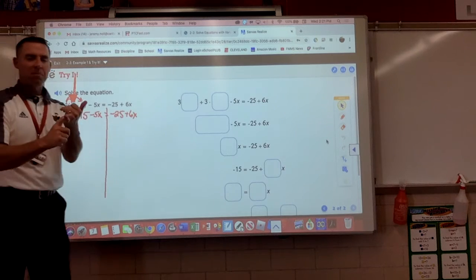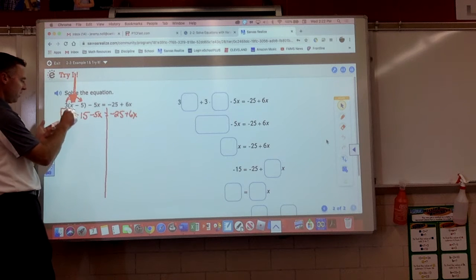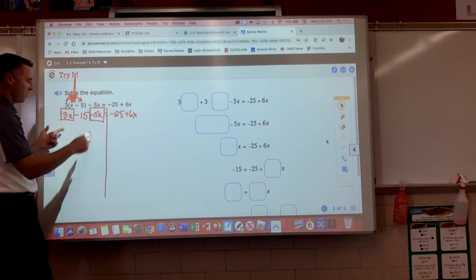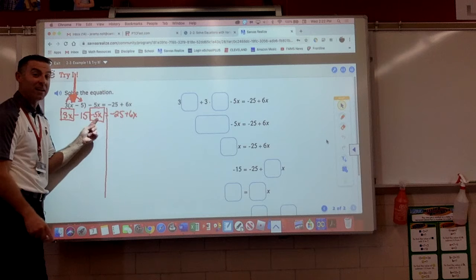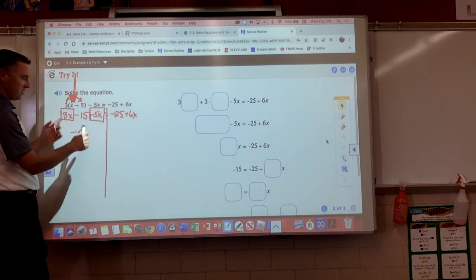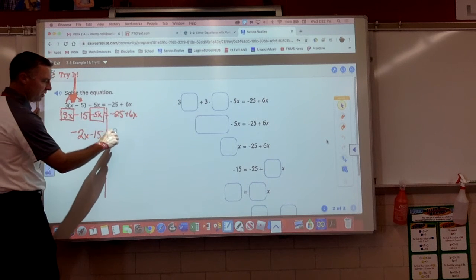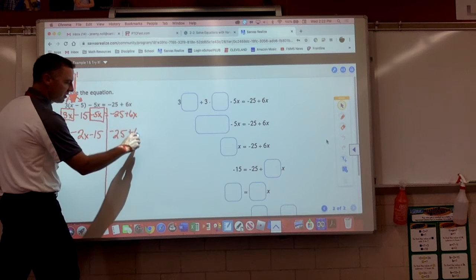After we distribute, combine like terms. Can we combine any like terms? Yes, we can. Combine this term with this term. This is 3x. This is a negative 5x. That will give us a negative 2x. When we combine these two together, we get negative 2x minus 15 equal to negative 25 plus 6x.